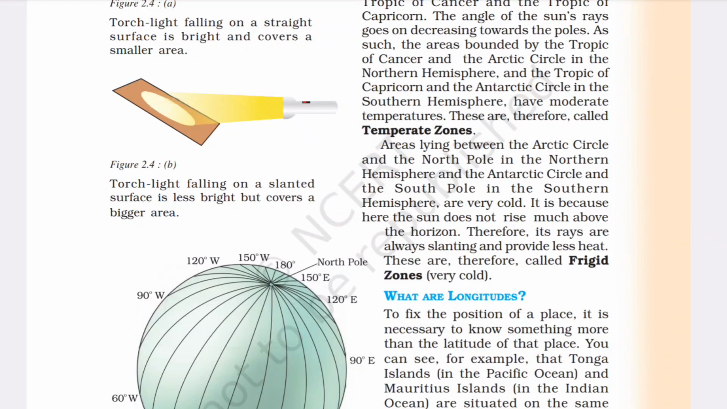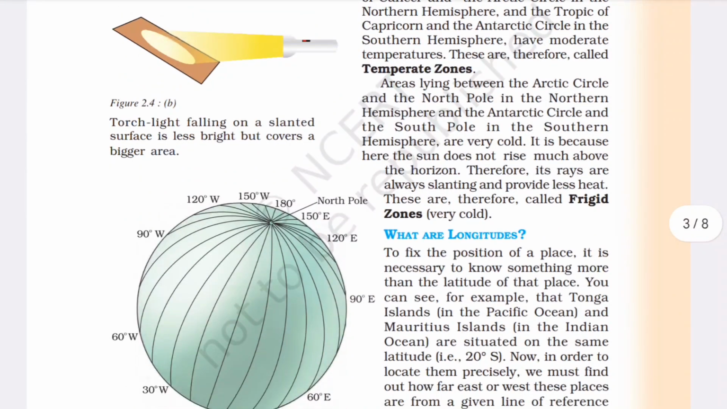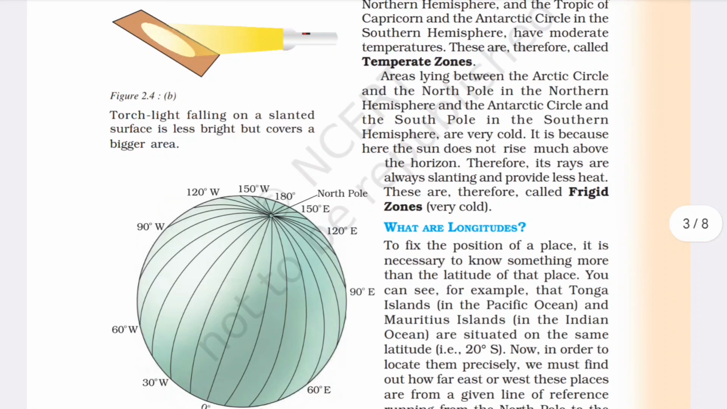The areas lying between the Arctic Circle and North Pole in the northern hemisphere, and Antarctic Circle and South Pole in the southern hemisphere are very cold. It is because here the sun does not rise much above the horizon. Therefore, its rays are always slanting and provide less heat. These are therefore called the frigid zone, very cold.